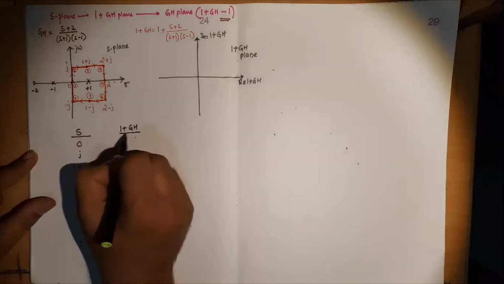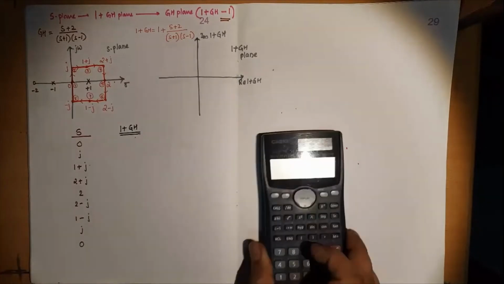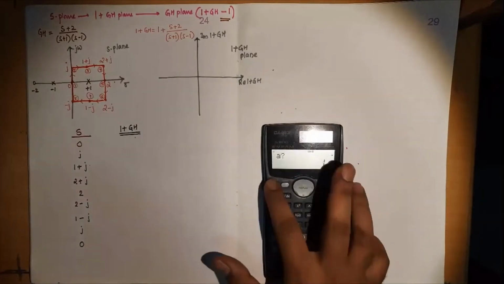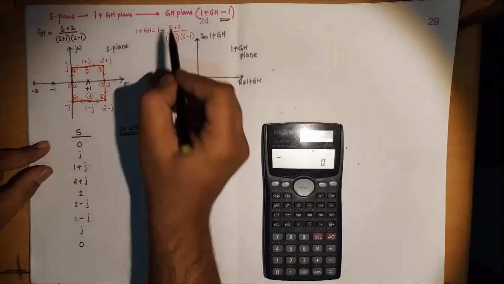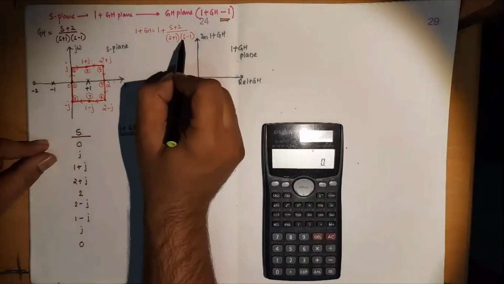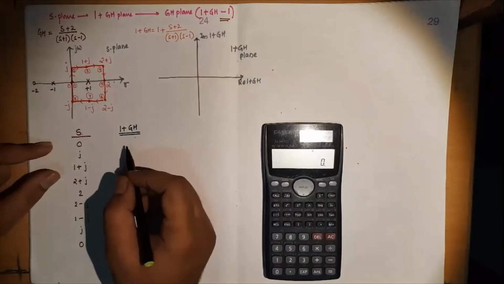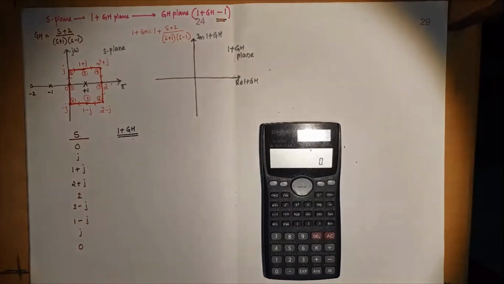So I'll write 1 plus GH here. And the first point is, no doubt, 0. So substitute 0 there. What will you get? 0 plus 2 divided by 0 plus 1 into 0 minus 1. So 1 minus 2, you will get the value as how much? Minus 1. 1 minus 2 is minus 1.